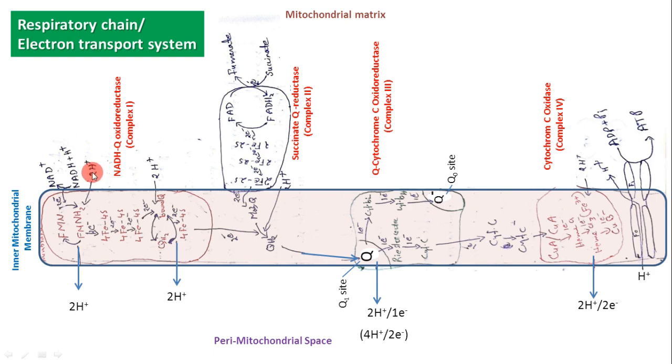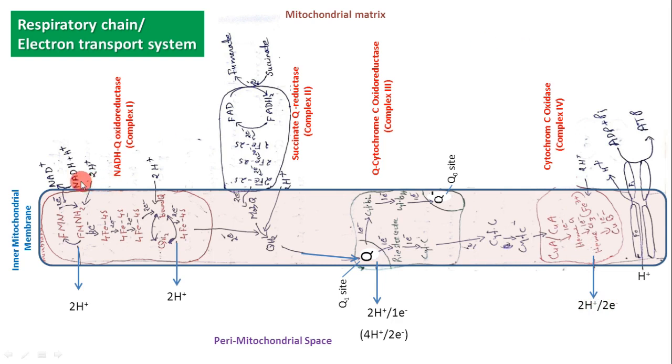In the electron transport system, a pair of electrons starts its travel from NADH through complex 1, then to complex 3, then to complex 4 and finally to oxygen. In complex 1, 4 H plus ions are pumped from the mitochondrial matrix into the perimitochondrial space. From complex 3, 4 H plus ions per pair of electrons are pumped into the perimitochondrial space. From complex 4 also, 2 H plus ions per pair of electrons are pumped from the mitochondrial matrix.